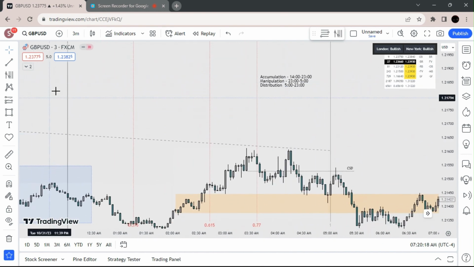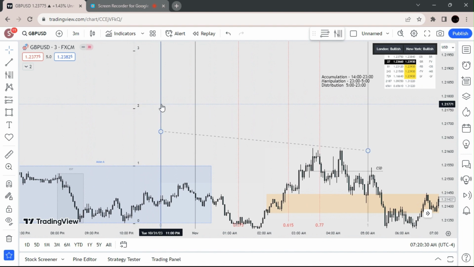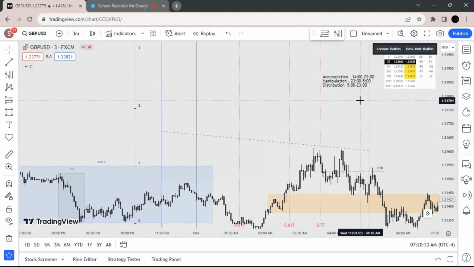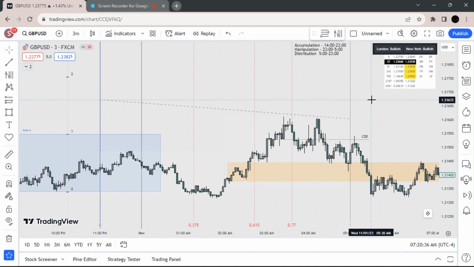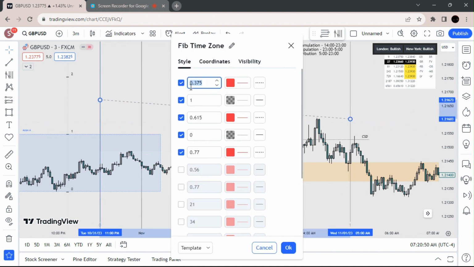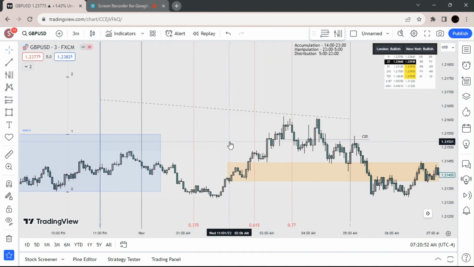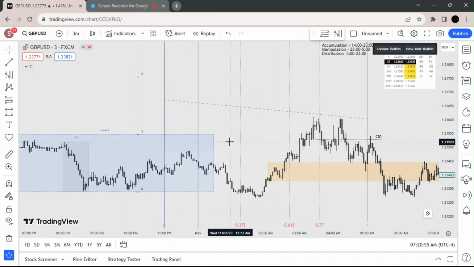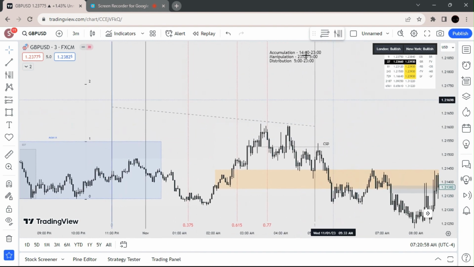So as you can see, I have the manipulation time window marked out because I'm a London trader, so I'm trading between that 11 p.m. and 5 a.m. time window. And then within those time windows, you can break it down into AMD again, but on a smaller scale, which is what you see the Fibonacci time zone I have right here is. And with these settings right here, it also provides accumulation, manipulation, and distribution, okay?